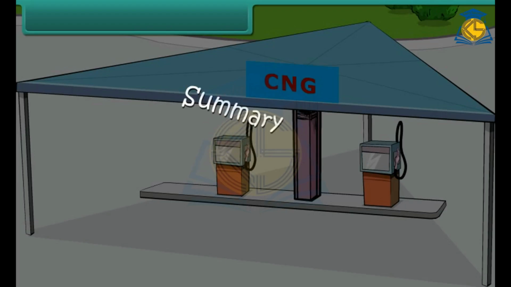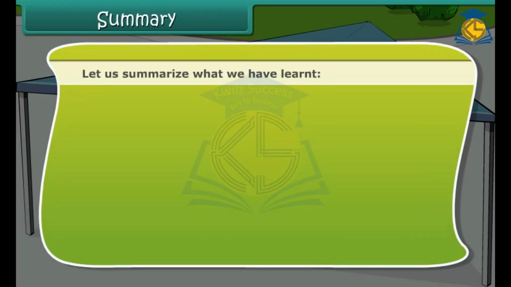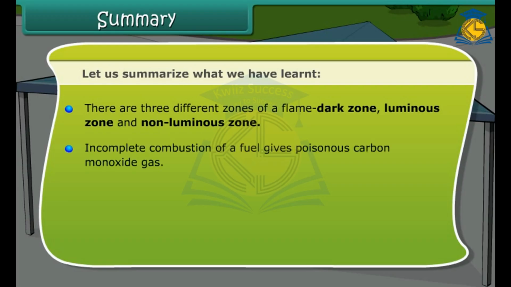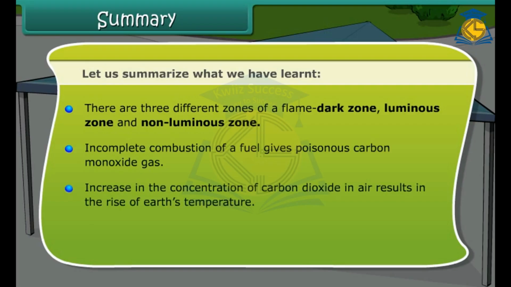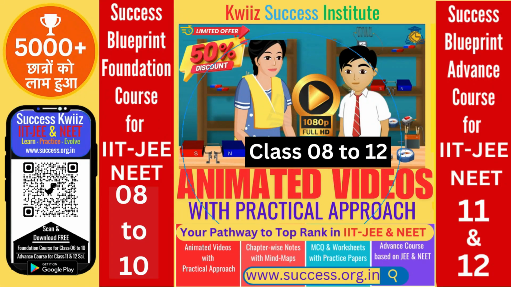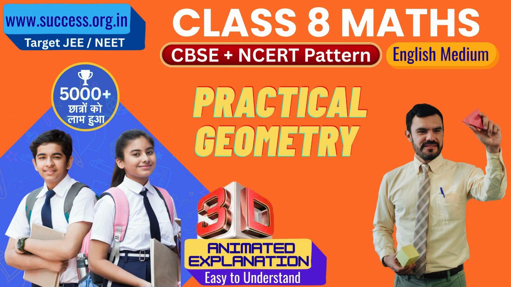Summary. Let us summarize what we have learned. There are three different zones of a flame: dark zone, luminous zone, and non-luminous zone. Incomplete combustion of a fuel gives poisonous carbon monoxide gas. Increase in the concentration of carbon dioxide in air results in the rise of Earth's temperature. Acid rain.